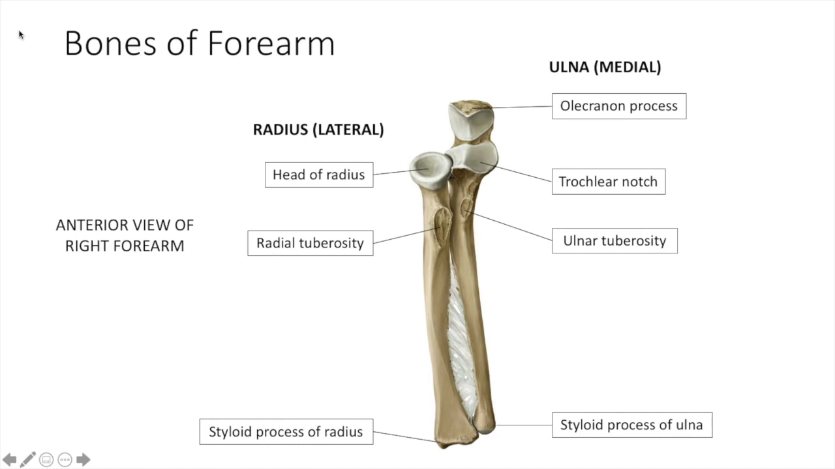And then finally you have the head of the radius, which articulates with the capitulum of the distal humerus. And the head of the radius rotates to produce pronation and supination.